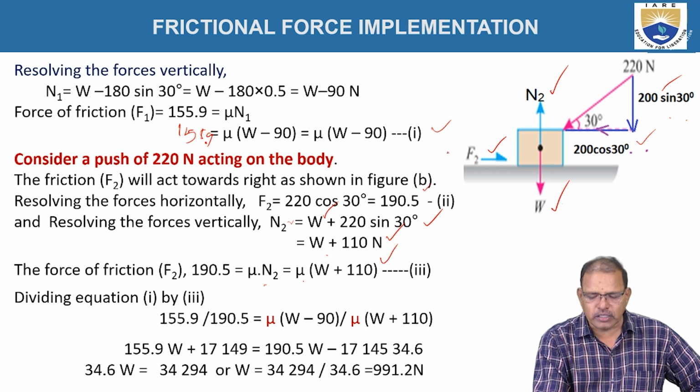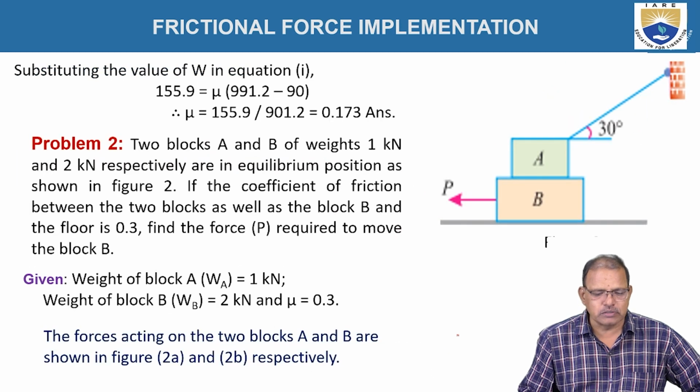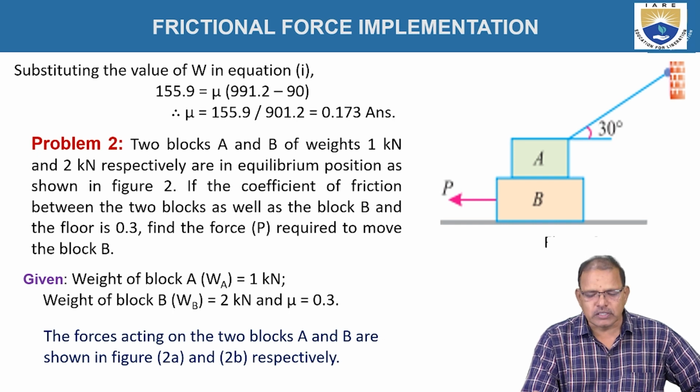By solving equations 1 and 3, we get W equal to 991.2 newtons. Similarly, mu is equal to 0.173.